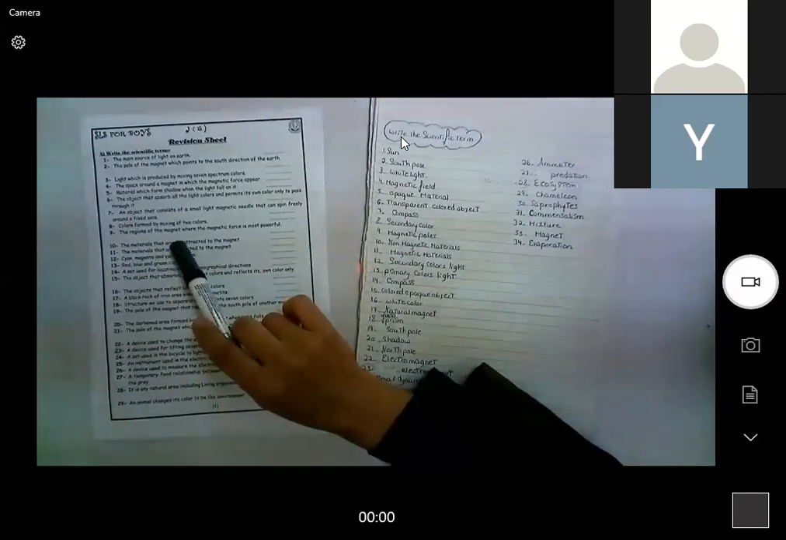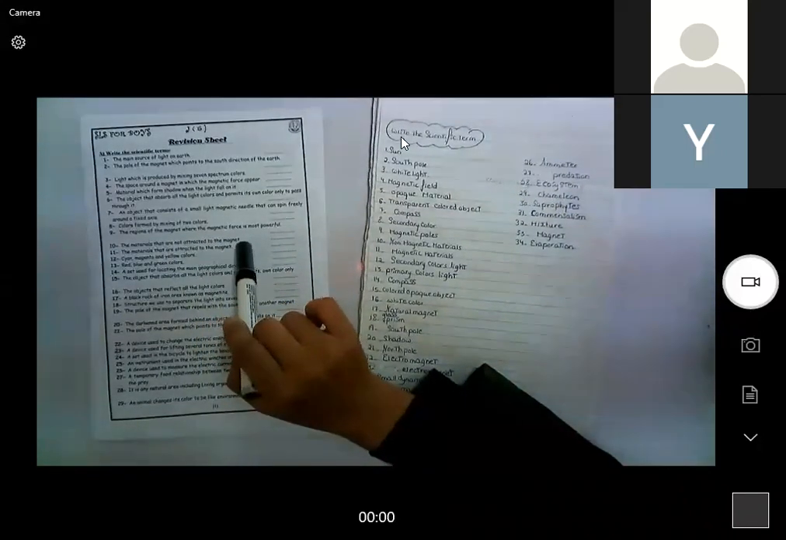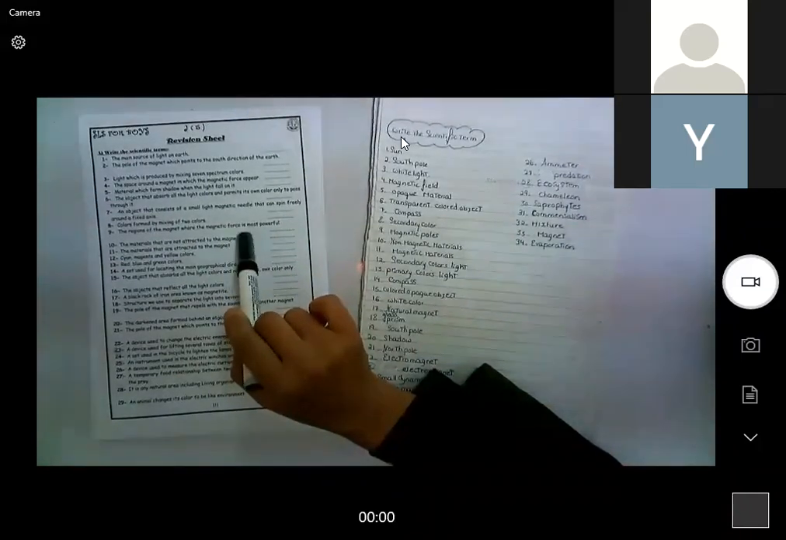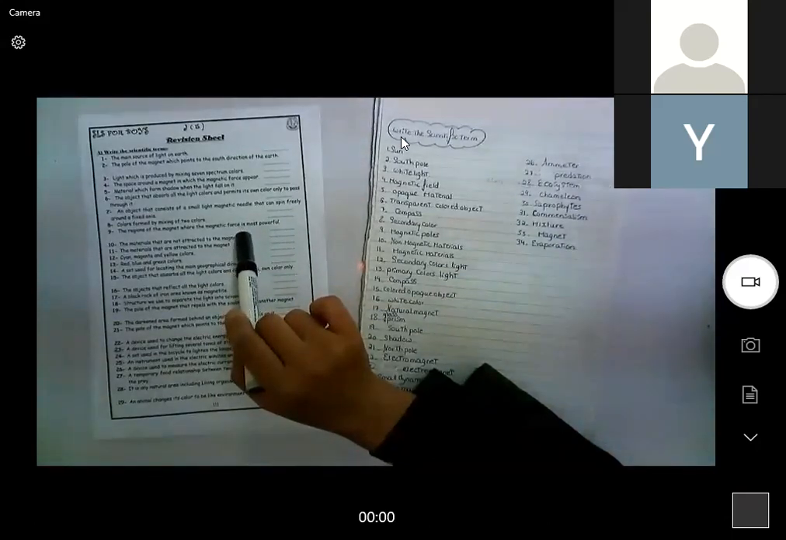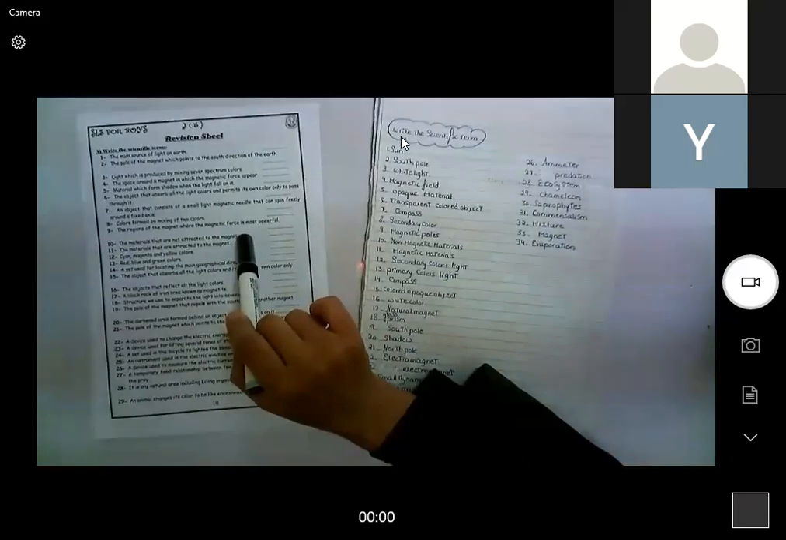9, the region of the magnet where the magnetic force is most powerful. Magnetic force is most powerful at the magnetic poles, which are called North and South Pole. Those have the most magnetic force, the most powerful one.